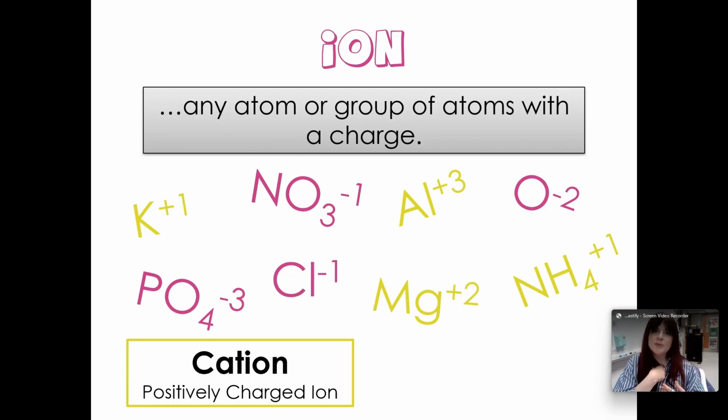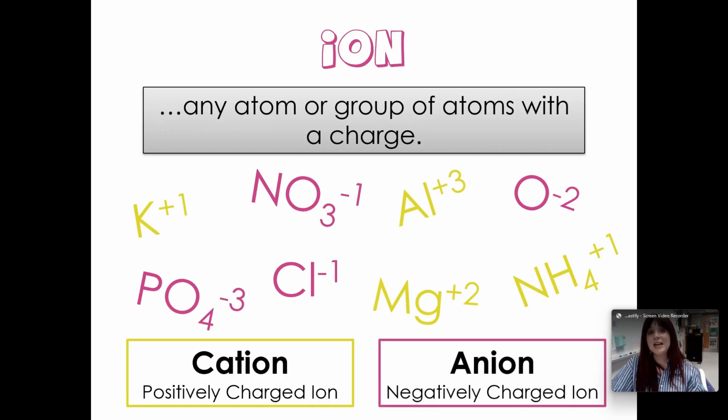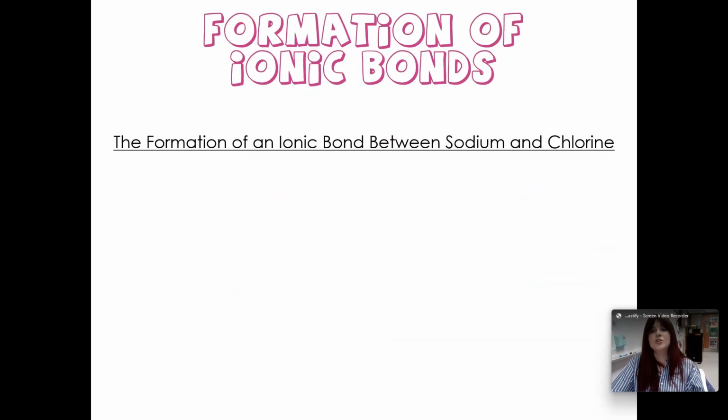And I always remember the difference because the word cation has a T in it, and a T kind of looks like a plus sign. So cations are positively charged ions, whereas anions are your negatively charged ions. So that's your NO3, your nitrate group, your phosphate group, your chloride, and your oxide right here are all called anions. So they're all ions, but we can further break them down into cations, positively charged, and anions, which are negatively charged.